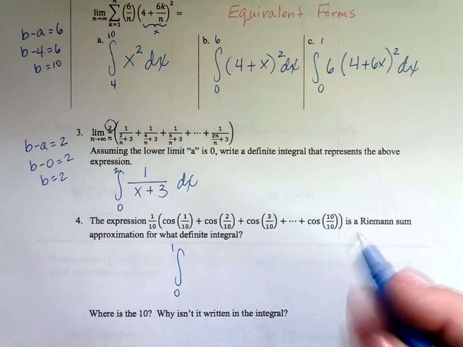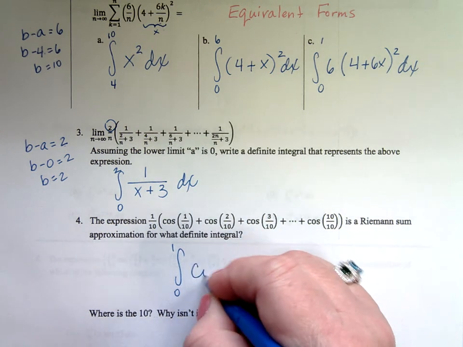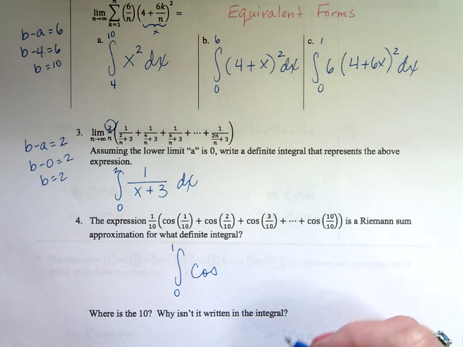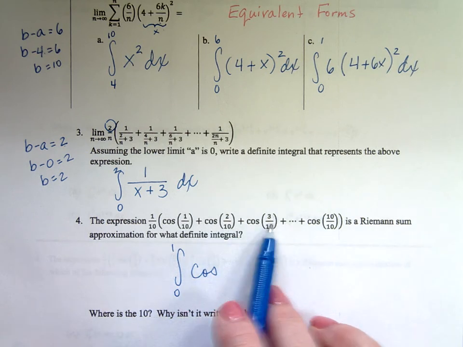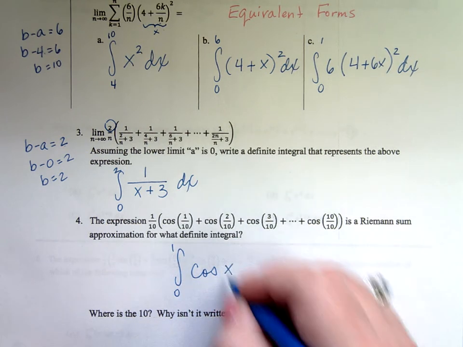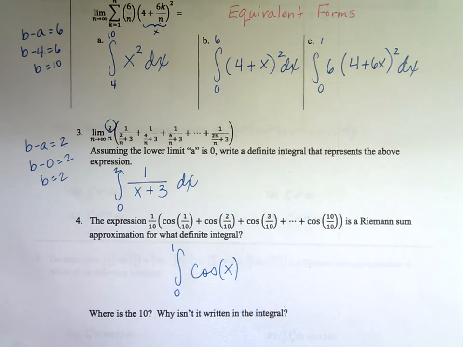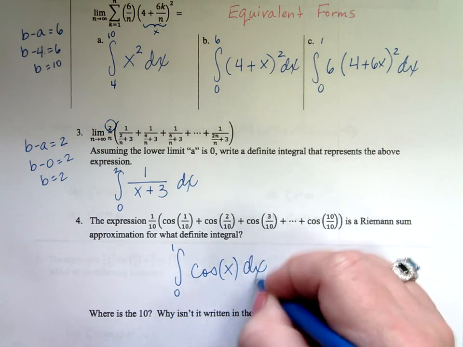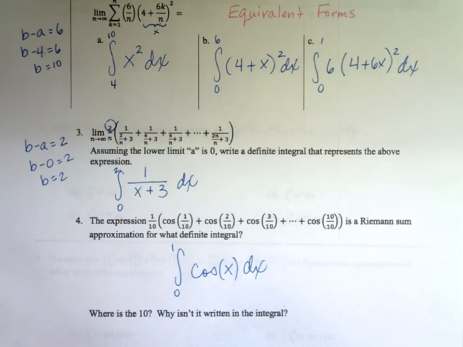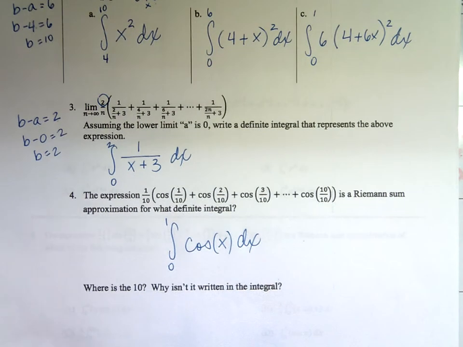What function do we have? We have the cosine function. What's the changing part? Changing part is x. But you can put that in parentheses, you don't have to, with respect to x. You're not doing anything else with it, so it's just an x. So there's your integral for that guy.